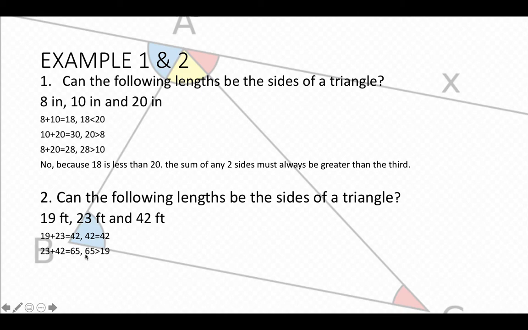23 plus 42 is 65. 65 is less than 19. 19 plus 42 is equal to 61. 61 is greater than 23.